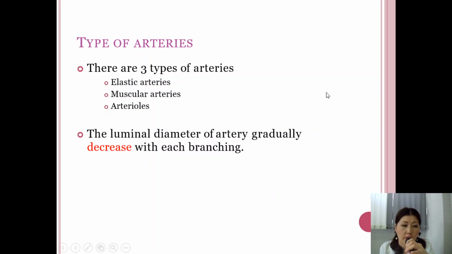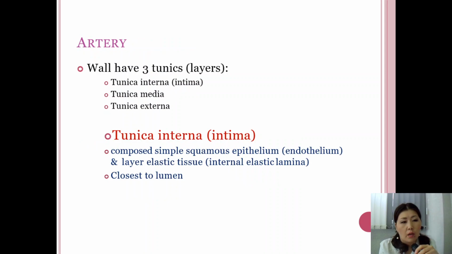Types of arteries. There are three types of arteries: elastic artery, muscular arteries, and arterioles. The luminal diameter of artery gradually decreased with each branching. And we'll have three tunics layers: tunica interna, intima, from innermost, tunica media, and tunica externa.